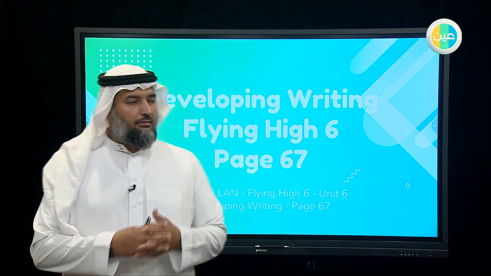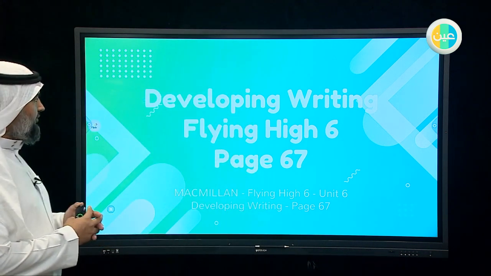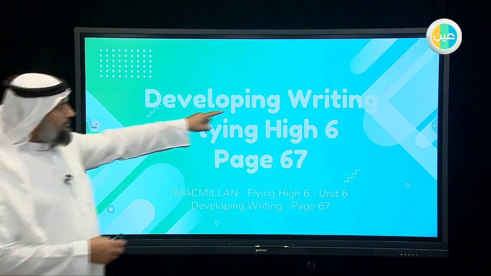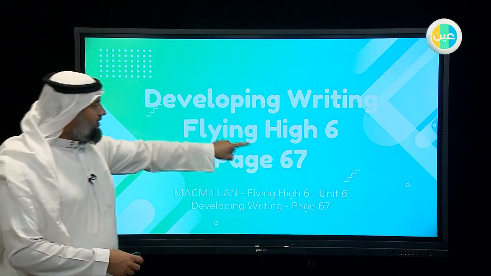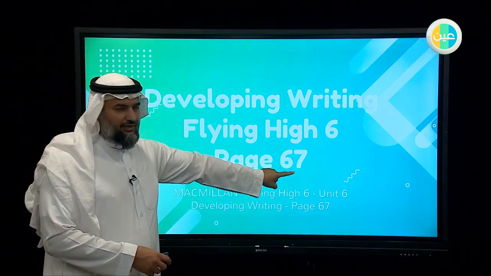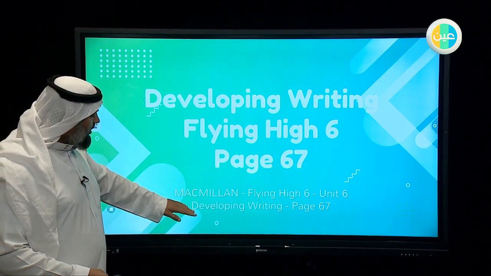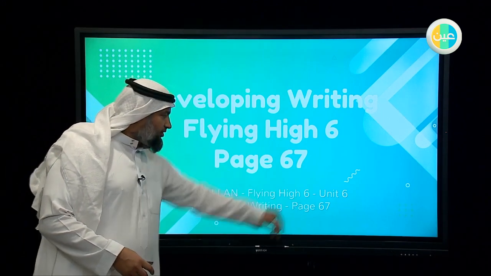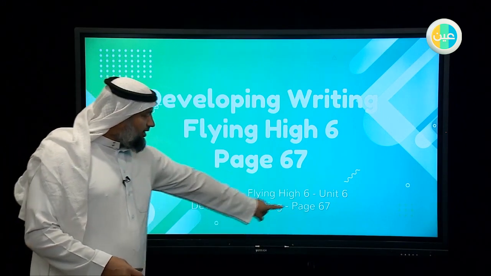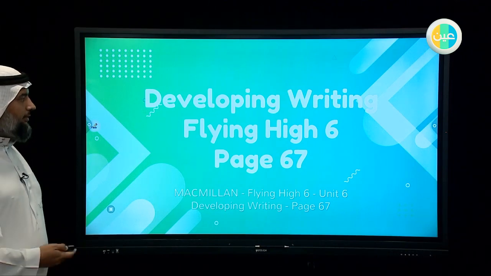Welcome again to, I think, the last lesson of this unit. Now, Developing Writing, Flying High 6, page 67. Open your books on page 67. We're on Macmillan, Flying High 6, Unit 6, Developing Writing, page 67.